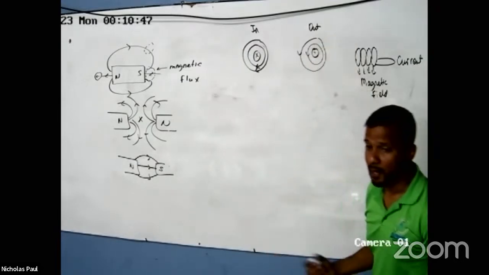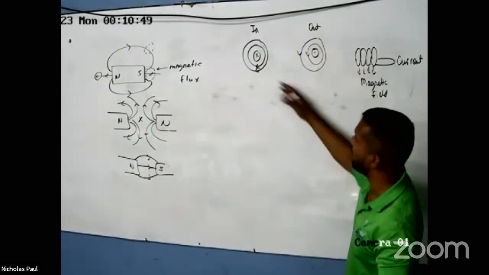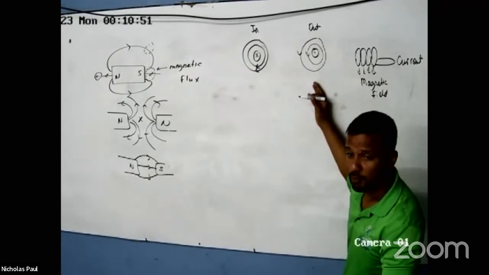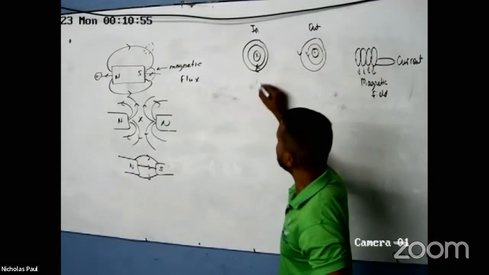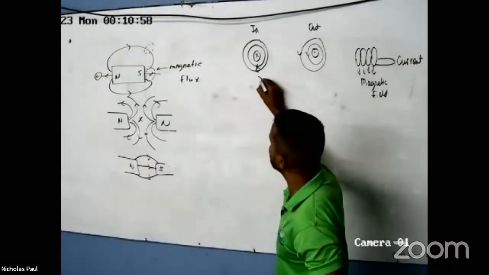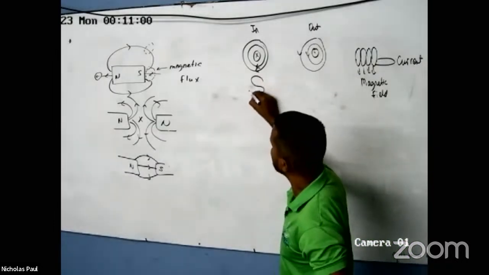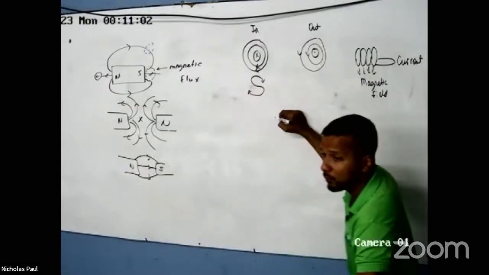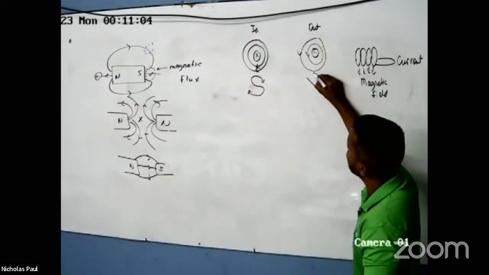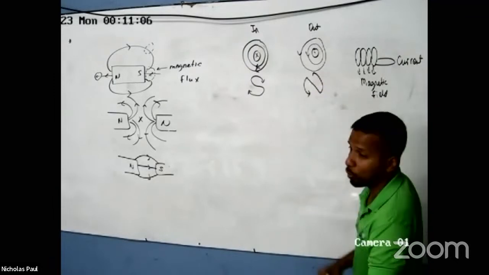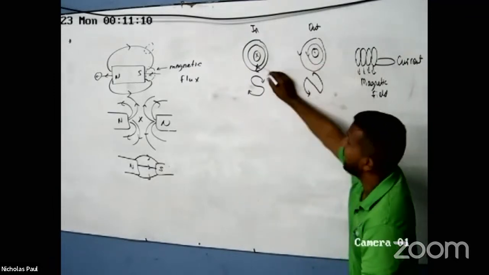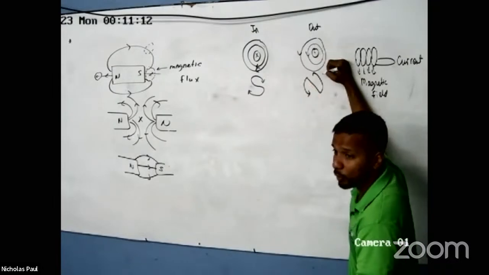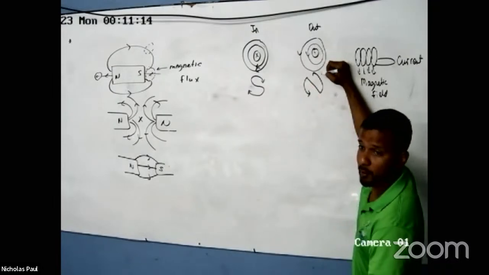Okay. We also need to remember that both of them represent poles. The one that is moving clockwise is a south pole. The one that is moving anti-clockwise is a north pole. So in is a south, out is a north. Are you okay with that?